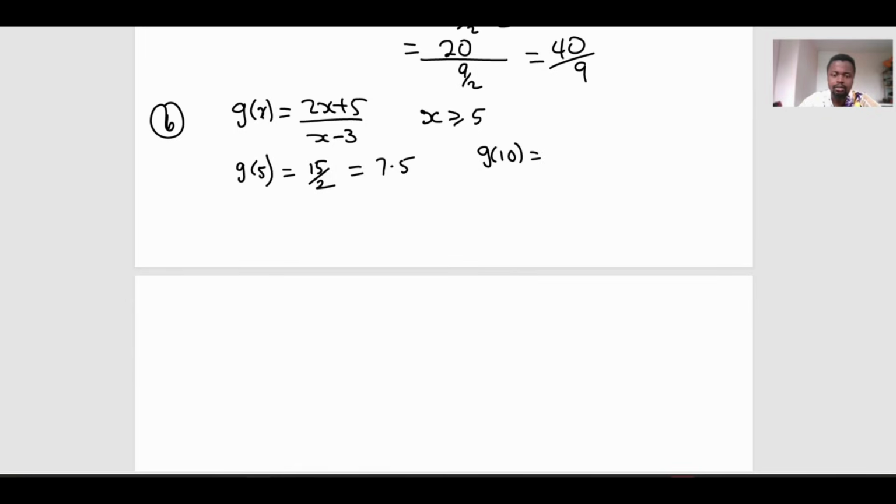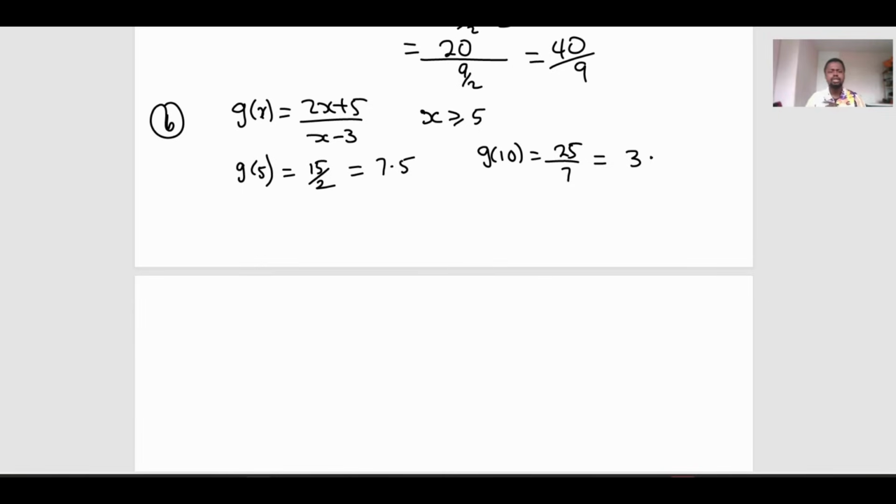So g of 10 is going to give me 2 times 10, which is 20, plus 5, that's 25 over 7. 25 over 7 is 3 point something. Okay, so if I decide to put 20 as well, I'm going to have 45 over 17, which is going to give me 2 point something. So it shows that the higher the value of x, the lower the value of g of x. Please, I hope you got that. As you increase x, g of x reduces.